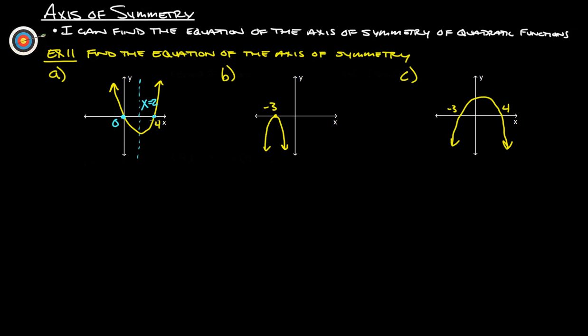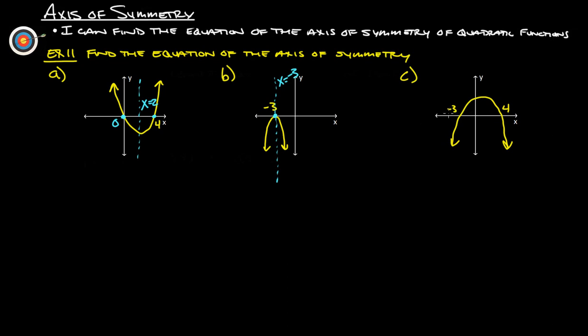The equation of the axis of symmetry is always x equals, because it's a vertical line. For this one, look right there, there's our vertex. The axis of symmetry always goes right through the vertex. So this is going to be x equals negative 3 for that one.